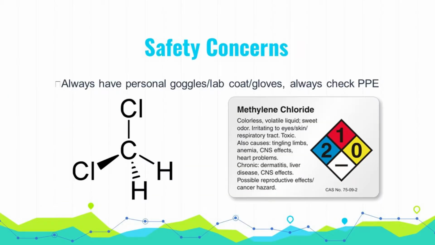There were several safety concerns when performing this lab. When in the lab, you should always have your personal goggles, lab coat, and safety gloves on. When handling dichloromethane in particular, which is a carcinogen and a potential mutagen, you should have silver shield gloves in addition to your purple nitrile gloves, as well as a face mask in addition to your goggles.